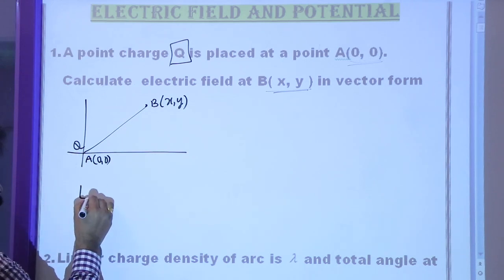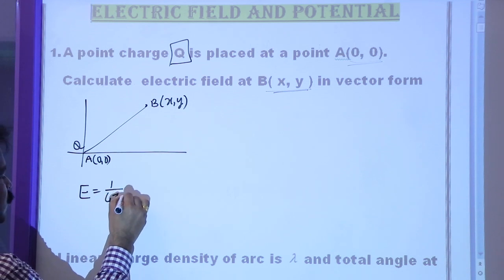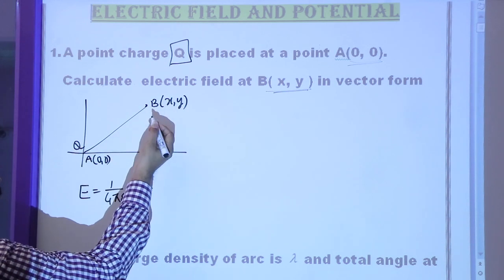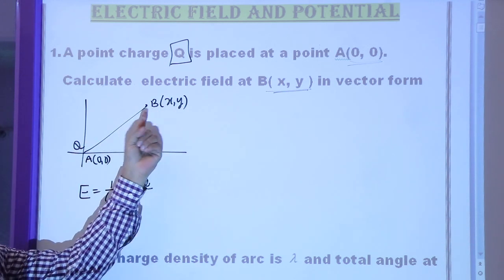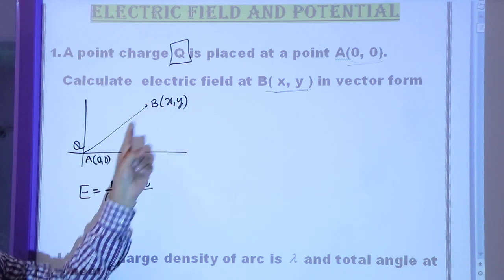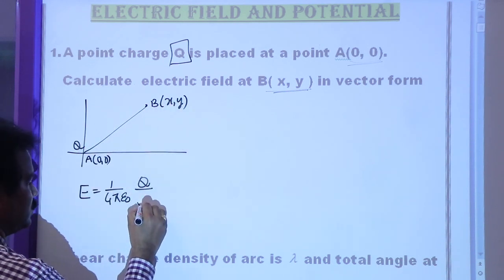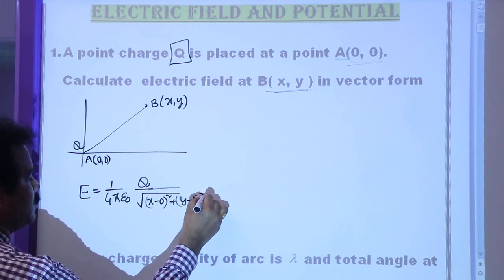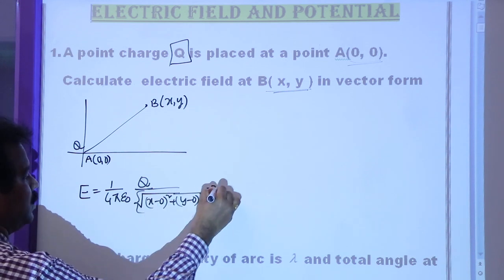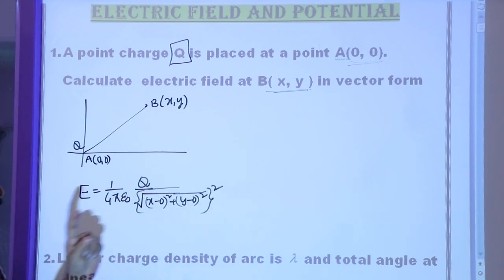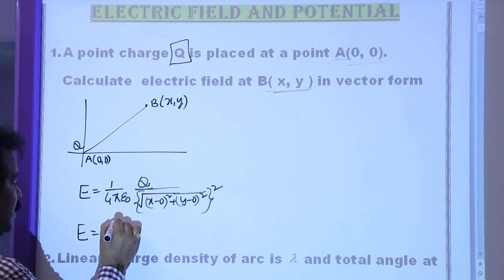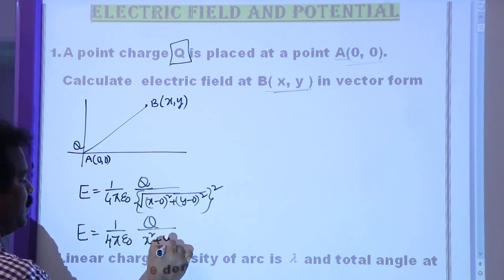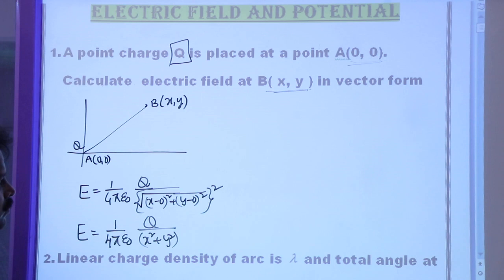Now to find out electric field, the scalar form E is equal to 1 by 4 pi epsilon naught q by this distance square. What is this distance square? We can find out the length of line as x minus 0 whole square plus y minus 0 whole square and root. So let me write this one as root over x minus 0 whole square plus y minus 0 whole square. This is the distance, but according to the formula, charge by distance square. So the electric field is given by 1 by 4 pi epsilon naught q by x square plus y square, because square and root get cancelled each other.